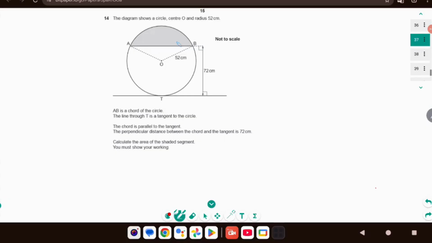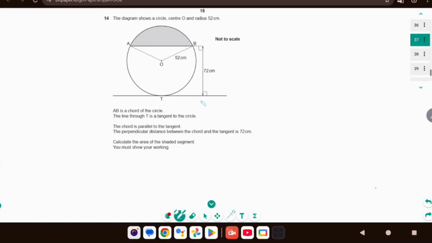Question 14. The diagram shows a circle, centre O and radius 52. AB is a chord. So here's our chord of the circle. The line through T is a tangent, so this horizontal line at the bottom. The chord is parallel to the tangent, okay? The perpendicular distance between the chord and the tangent is 72 centimetres. Calculate the area of the shaded segment.